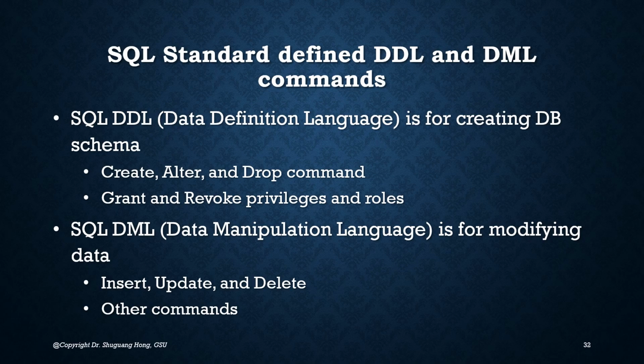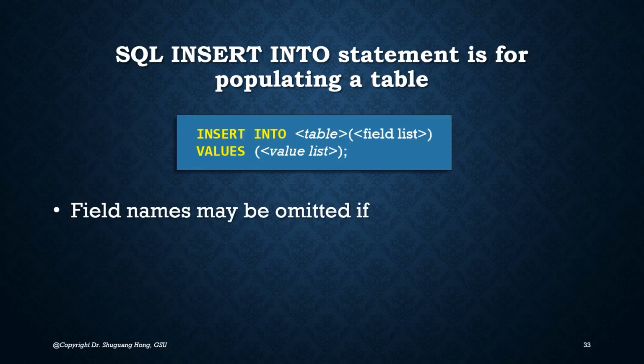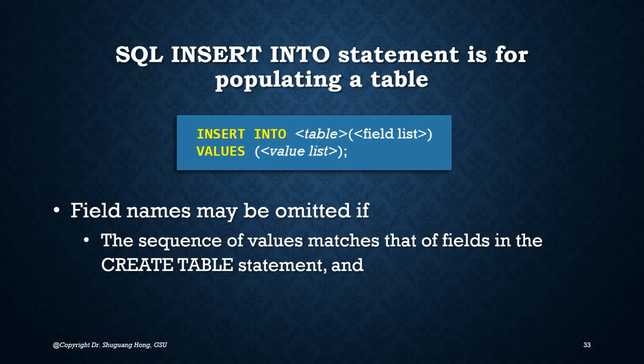Here is the syntax for the SQL insert statement. Note that the field names may be omitted under two conditions. First, the sequence of values matches the order of fields in the create table statement. And second, the SQL statement provided values for all fields. If we don't remember the order of fields in the create table statement, or some fields have no data values in a SQL insert statement, we must list the field names to match the values. Otherwise, data could be inserted into the wrong fields.